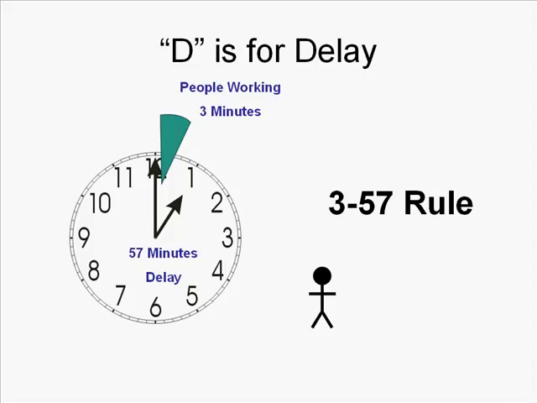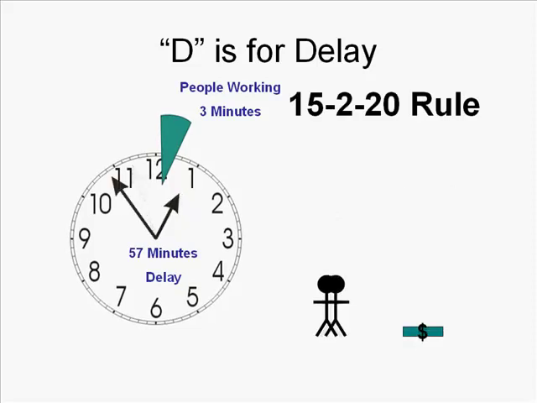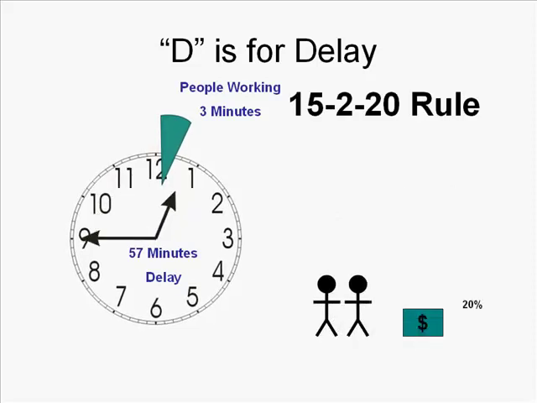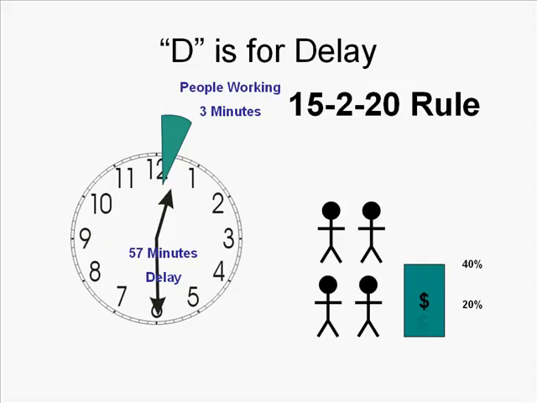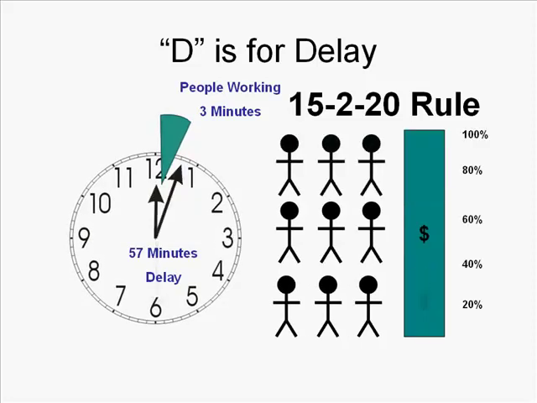And this brings us to what I call the 15 to 20 rule. It says for every 15 minutes per hour you reduce unnecessary delay, you double productivity and increase profits by 20%. So that means you can increase productivity by a factor of 2 or 4 or 8 or more and double your profits. And this is a tremendous opportunity.